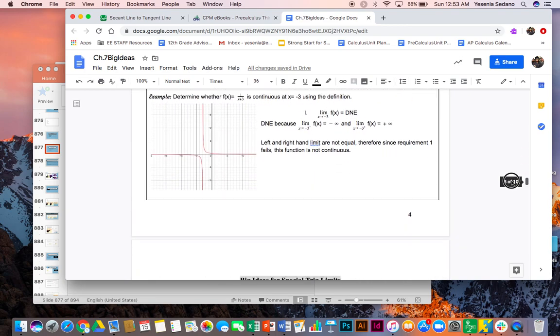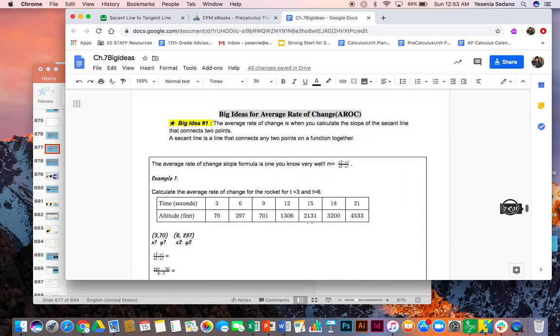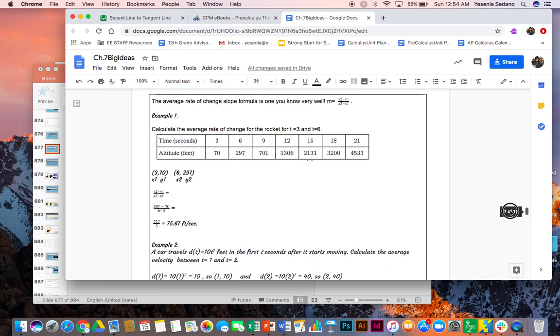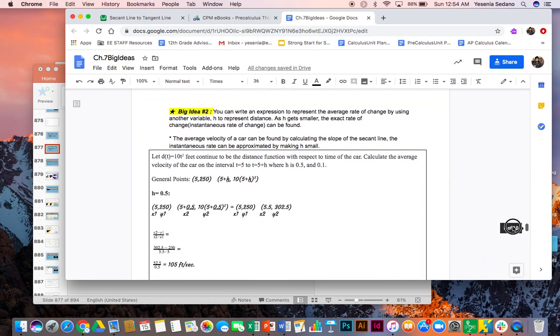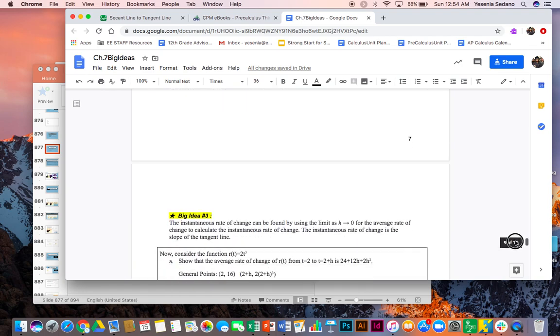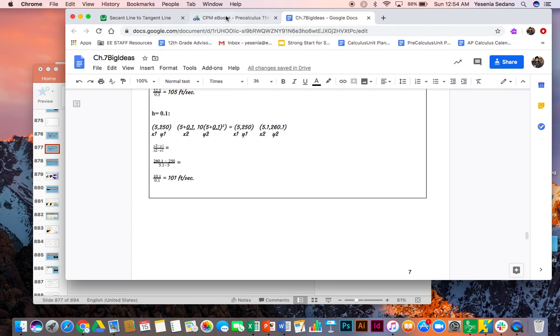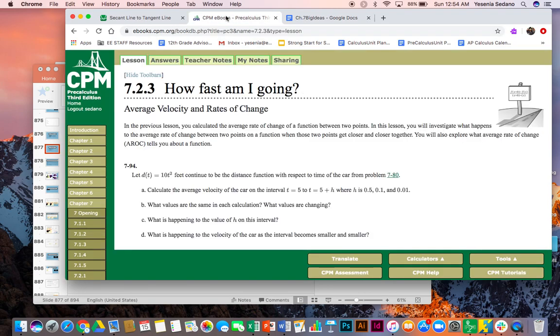That's going to lead us into our artifact. We're going to specifically be jumping into average rate of change, which is going to lead us into some bigger ideas. We're going to move past the basic average rate of change calculations, and we're going to be jumping into writing expressions of average rate of change. And it looks something like this. Feel free to look through it and look ahead for other learnings. We're going to be doing the lesson today in 7.2.3 called How Fast Am I Going?